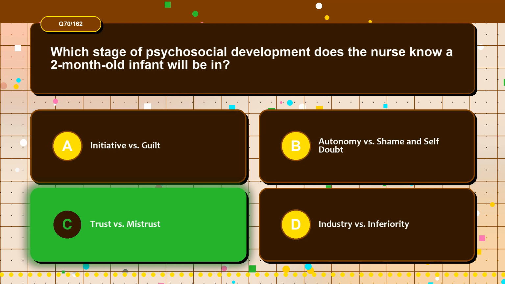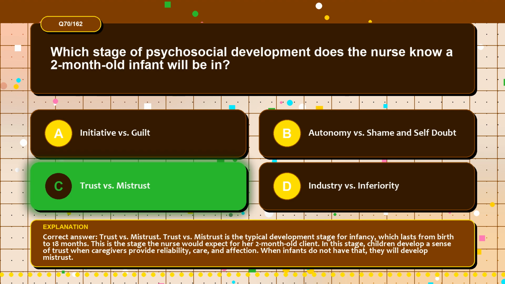The correct answer is option C. Trust versus mistrust. Correct answer. Trust versus mistrust is the typical development stage for infancy, which lasts from birth to 18 months. This is the stage the nurse would expect for her 2-month-old client. In this stage, children develop a sense of trust when caregivers provide reliability, care, and affection. When infants do not have that, they will develop mistrust.